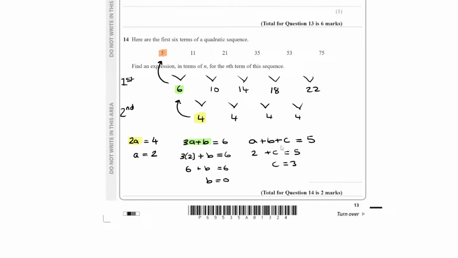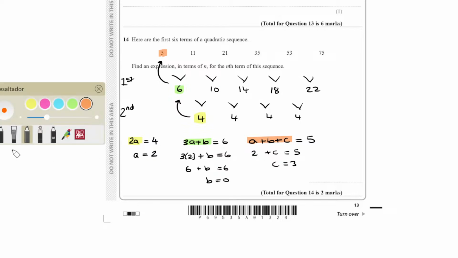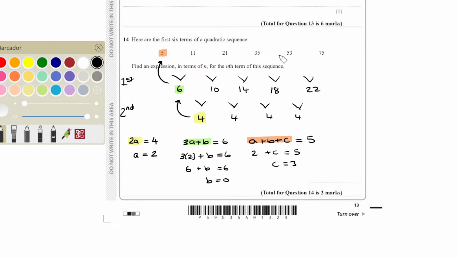So that one is always equal to A plus B plus C. As long as you memorize 2A, 3A plus B, and A plus B plus C, you've got your answer. Now, A and B and C relate to quadratics.